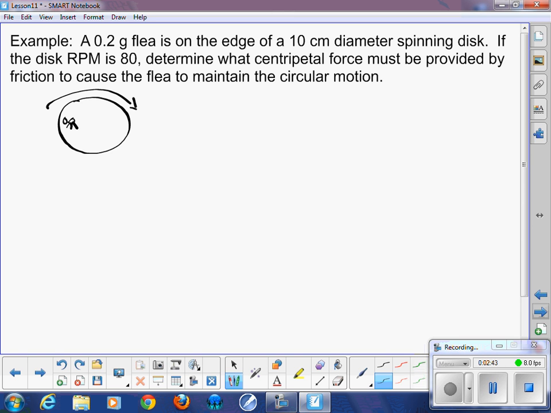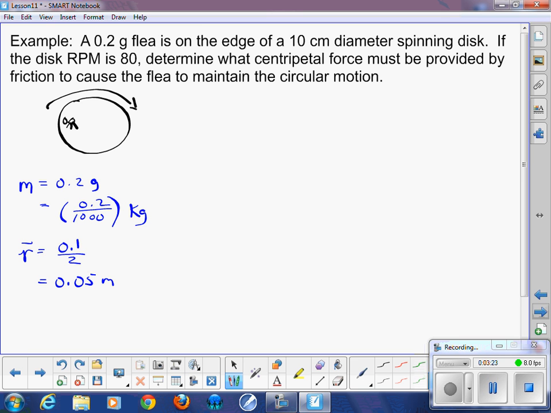So let's start transferring some of this information here. Let's start with mass. Mass is 0.2 grams. We want it in kilograms, so we need to divide that by 1,000. I'm just going to leave it as 0.2 over 1,000 since I don't have a calculator handy at the moment, kilograms. We're also given the diameter, and we want the radius in meters. So 10 centimeters is 0.1 meters. Divide that by 2, so 0.05 meters would be our radius.